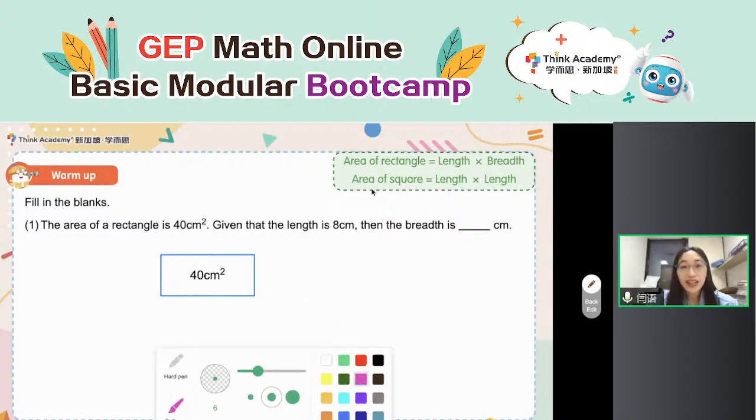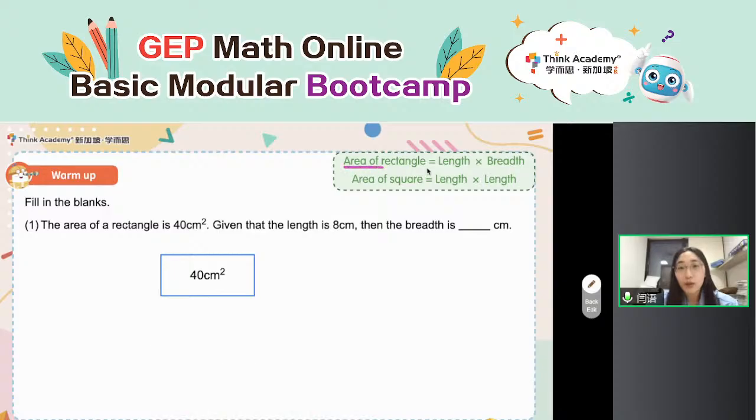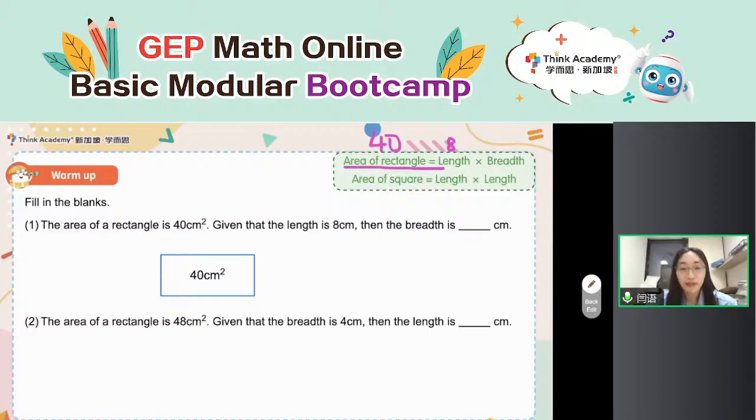Okay, good. So again, we need to go back to the formula. If we know that altogether it is 40, and the length is 8, you can think about it: 8 times what is 40? So think backwards, turn that into division. 40 divided by 8, then you will get 5. Okay, and then what about the second one?